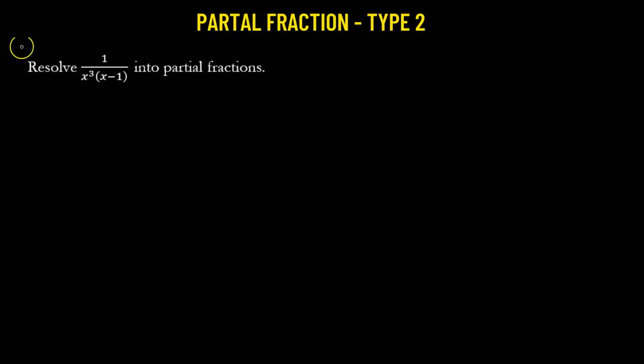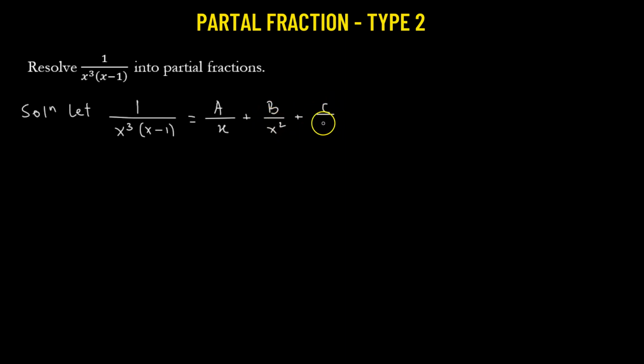We have to resolve the given rational fraction into its constituent partial fractions. Let's begin. So here we have our rational fraction, which is given by 1 over x cubed times x minus 1. So x cubed means it has a factor x that's repeating 3 times, followed by x minus 1. So that means we can split it into 4 partial fractions, with the first being a over x, the second one being b over x squared, the third one being c over x cubed, and the fourth one will be d over x minus 1.